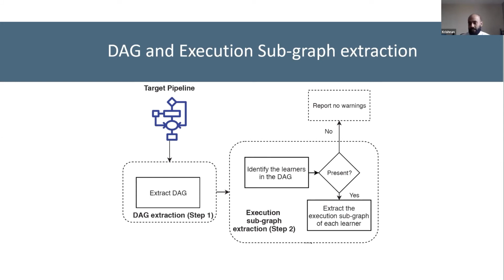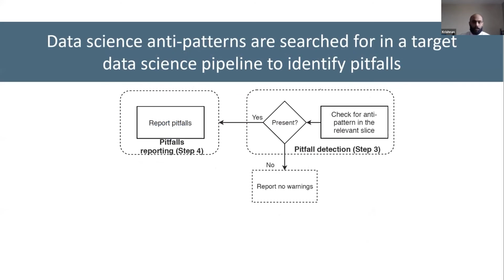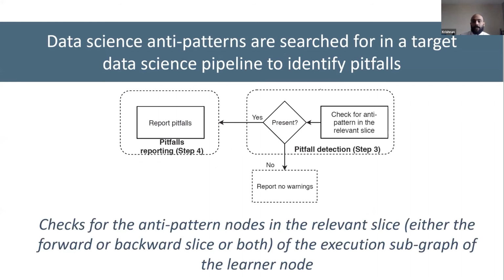Once we verify that the machine learning model is present, we extract the execution subgraph of each learner. What do I mean by this? Whatever data and control flow comes in and goes out of the machine learning model is charted as a single directed acyclic graph. Once again, if this is not clear, it will become clear as we go on. Then once we have these execution subgraphs, we check for a relevant anti-pattern. An anti-pattern is what makes up a pitfall.